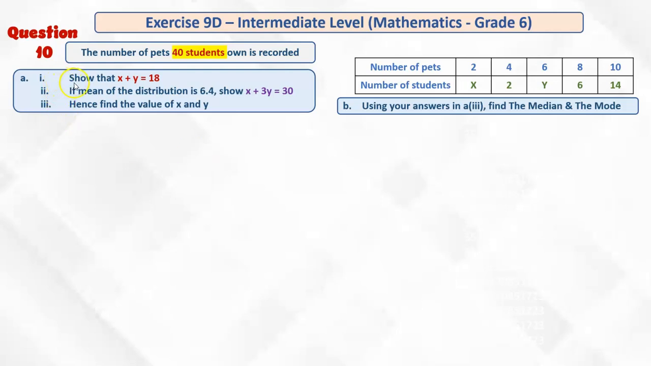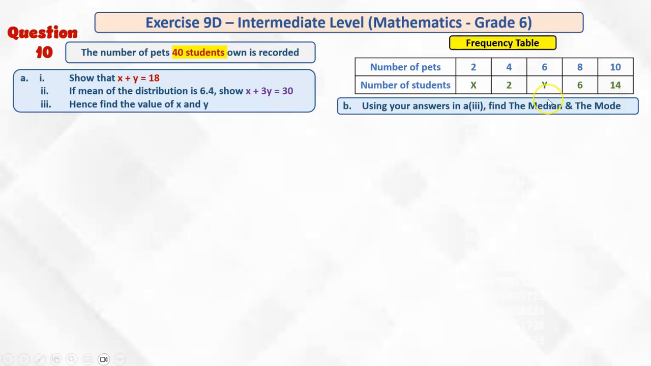And what do we need to do? We need to show that x plus y equals 18. And if the mean of the distribution is 6.4, then we'll have to show that x plus 3y equals 30. And finally, we have to find the value of x and y. And once we have these values, we have to find the median and the mode. So let's start to solve this question.